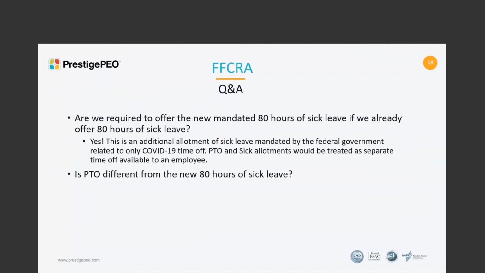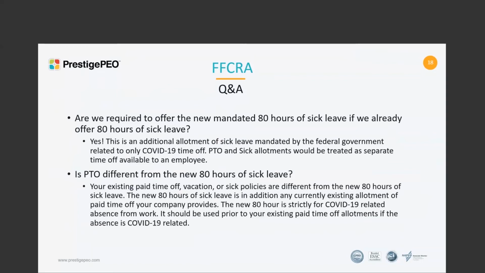As we get into this next question, is PTO different from the new 80 hours of sick leave? And again, yes. Your existing PTO policies, whether it be vacation or sick time or personal time policies, are different from the 80 hours of paid sick leave through the federal mandate, and should be provided in addition to and separately from those mandates. Again, the federally mandated sick time is only related to absence from work as it pertains to COVID-19.